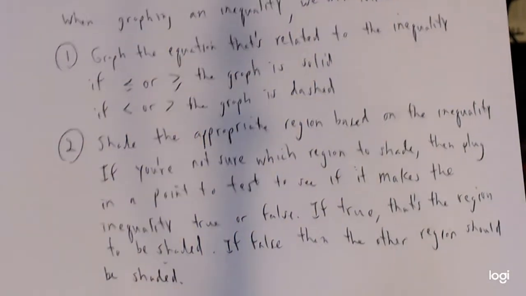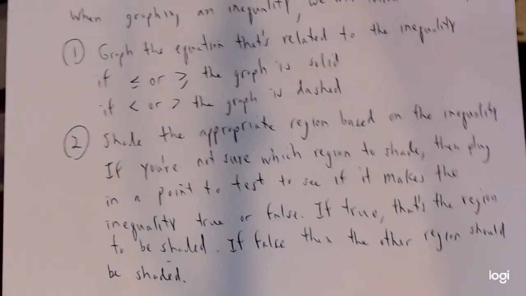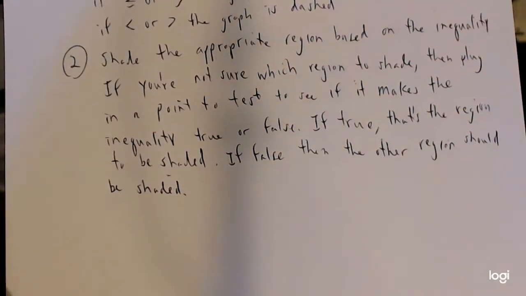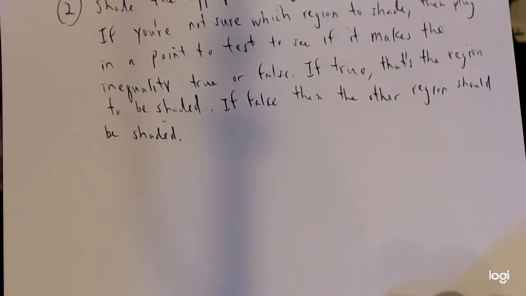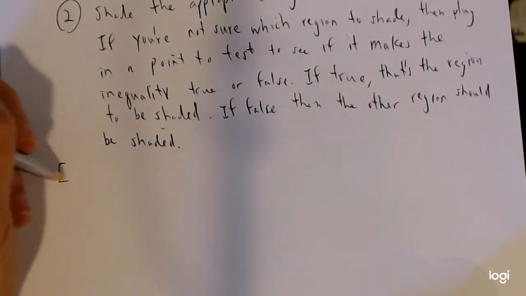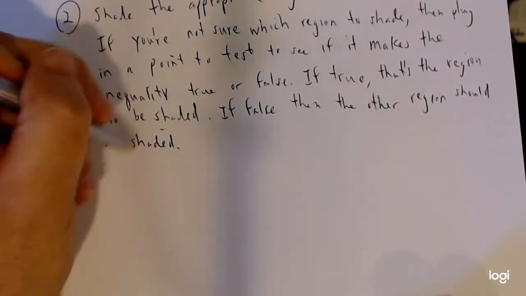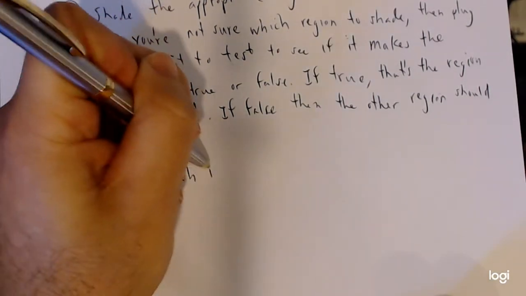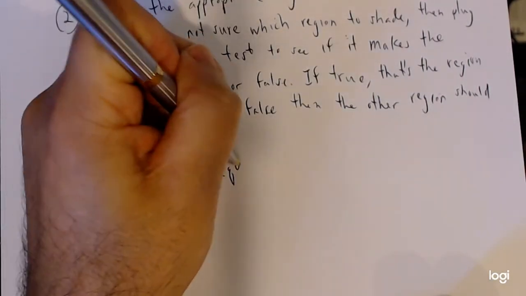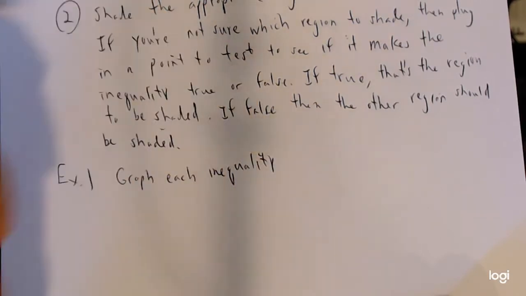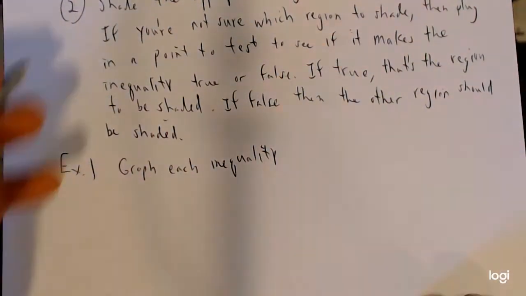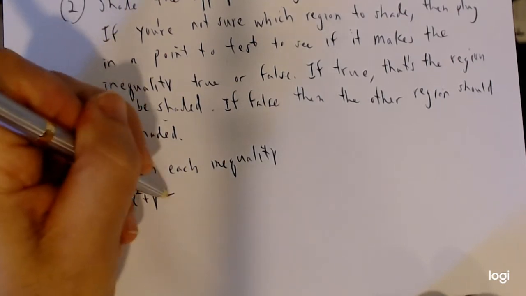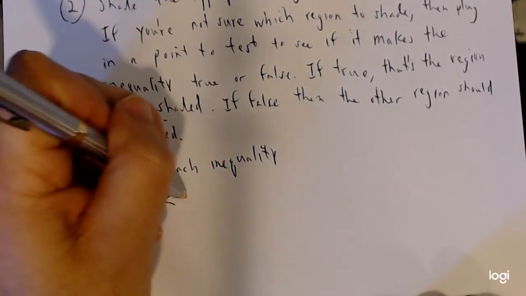Okay, so with that said, let's look at an example where we will graph a couple of inequalities, and you'll see how that works. Okay, so for our first example, we're going to say graph each inequality. All right, so for part A, it's x squared plus y squared is less than 81.